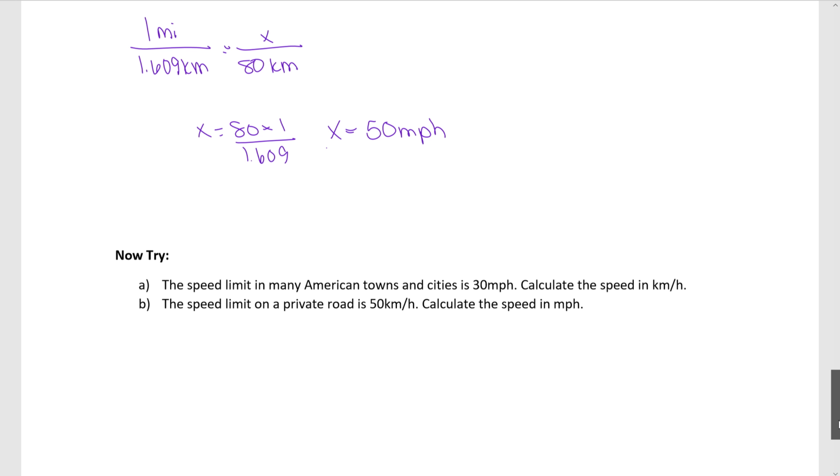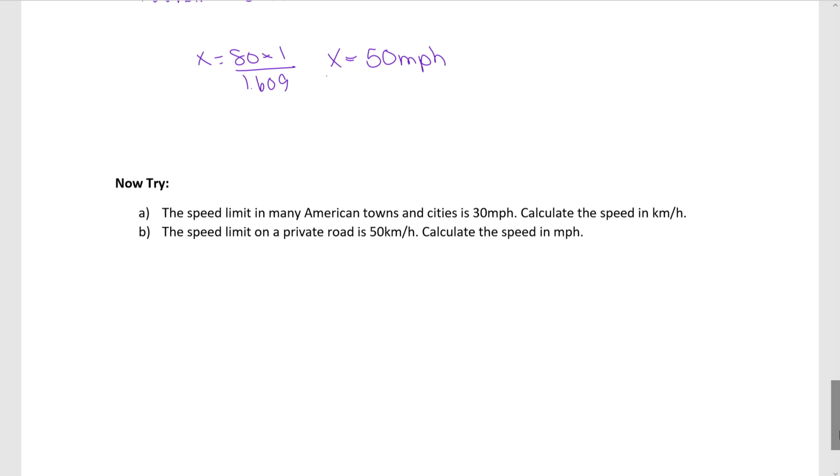Okay, so I want you to try these A and B. So you're going to convert 30 miles per hour to kilometers, and then you're going to convert 50 kilometers per hour into miles per hour. When you're done, come back and see how you did.